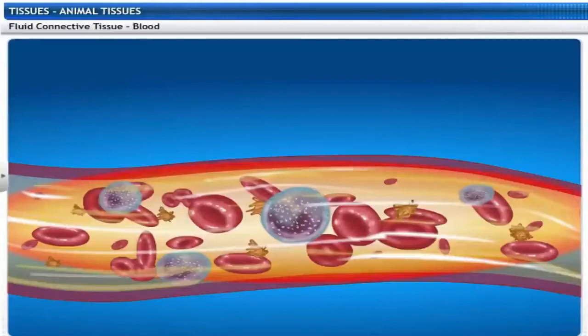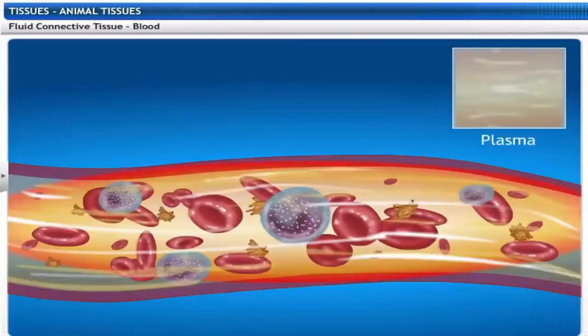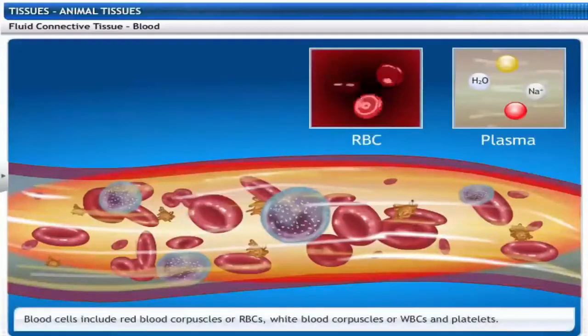Bone is another type of connective tissue. The cells are embedded in a hard matrix composed of calcium and phosphorus. It is a hard, porous tissue that anchors the muscles and protects the internal organs.